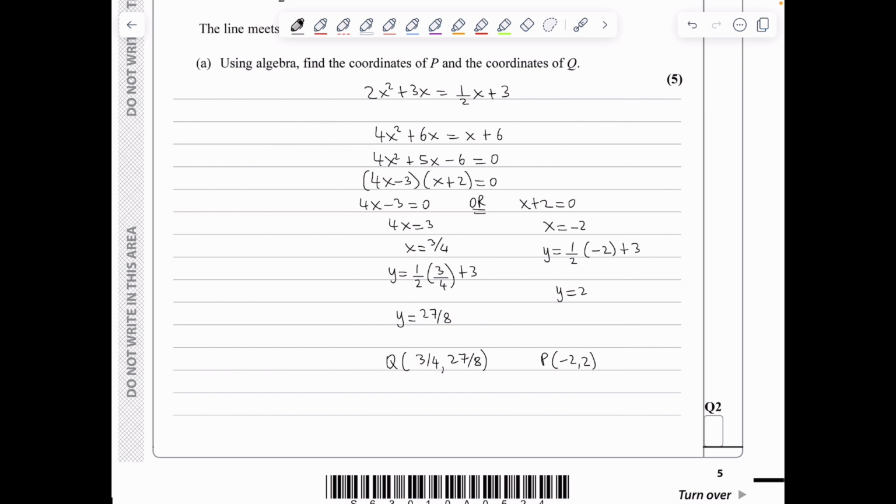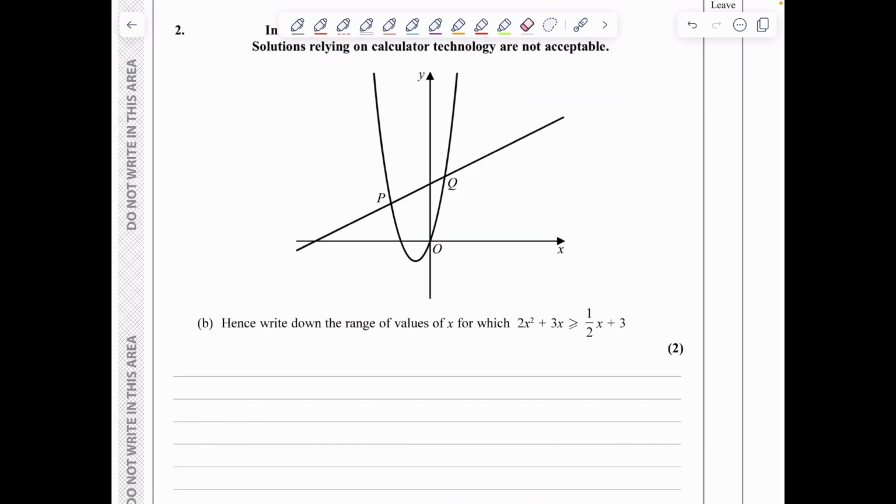In part B, it says, hence write down the range of values of x for which 2x² + 3x is greater than or equal to a half x + 3. Now we have already established the x coordinates of P and Q. They are -2 and 3 over 4, as you can see on the diagram. And we want the curve to be above the straight line, so we want this part and this part here, which I'm highlighting. So I can simply see that we need x to be less than or equal to -2, or x to be greater than or equal to 3 over 4.